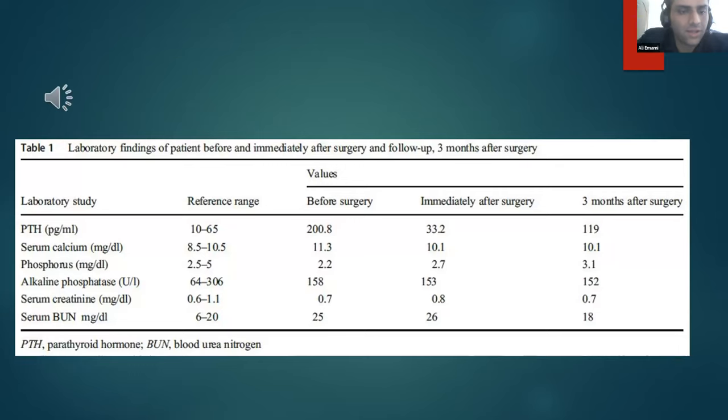In this table, you can see the laboratory findings before surgery, immediately after surgery, and 3 months after surgery. The laboratory findings were PTH, calcium, phosphorus, alkaline phosphatase, creatinine, and BUN.